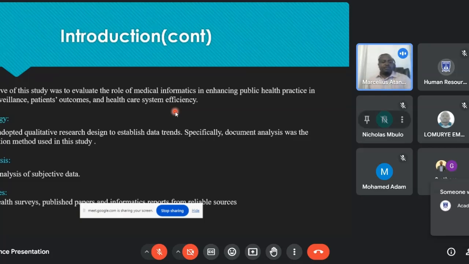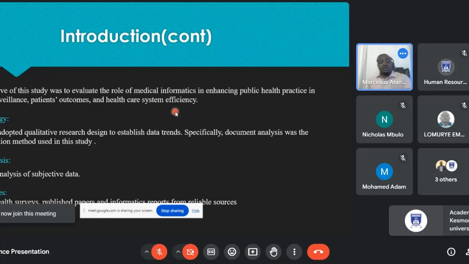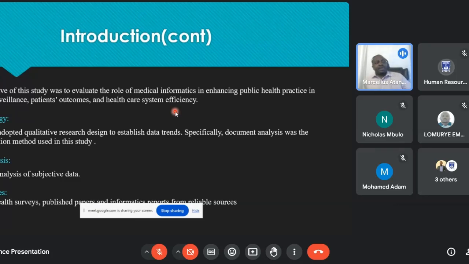So for data analysis, we used thematic analysis, also subjective data. We simply say that we are using secondary data. We didn't actually conduct an empirical study. What were our sources of data? So we collected data from national health surveys, published papers, informatic reports, and other reliable sources that we're going to show you very soon.